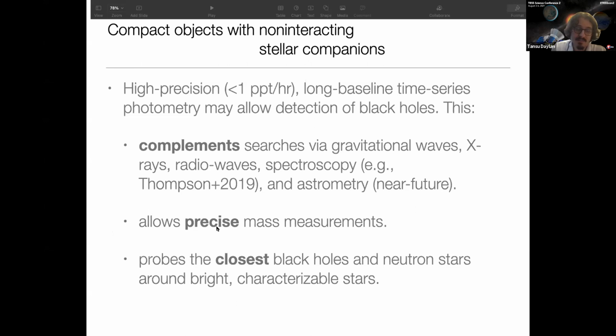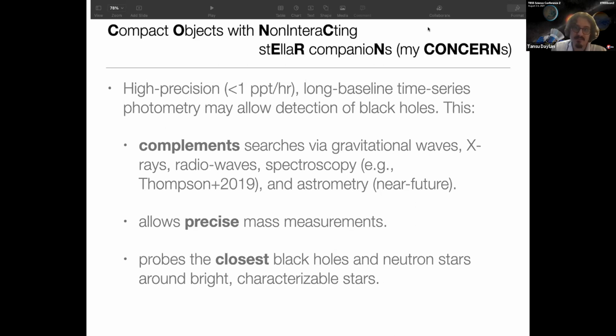Especially it would provide precise mass measurements for nearby black holes, because those mass measurements that come from X-ray sources, X-ray binaries particularly, have a lot of systematics in them. And the mass measurement that you get from these are as good as your photometric precision almost. So you can really achieve good results if you can make a discovery. And this discovery would obviously be the closest black hole or neutron star to our solar system. So it would also be on a star that would be amenable to detailed characterization.